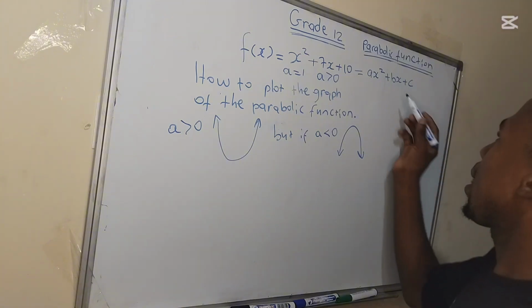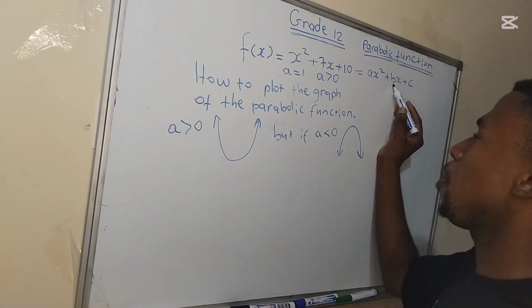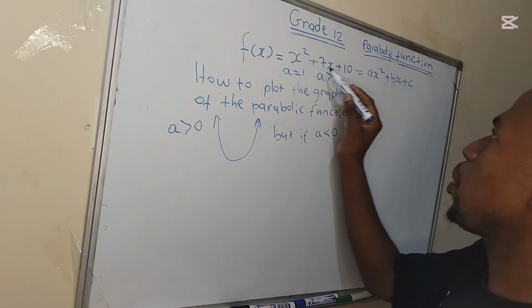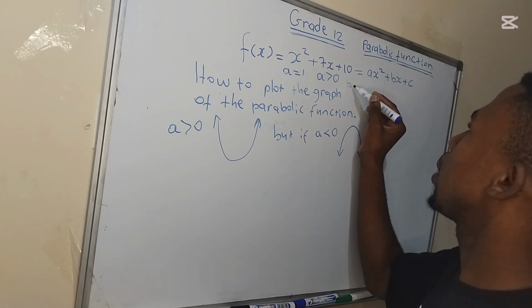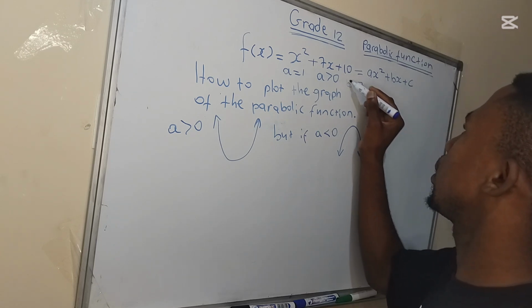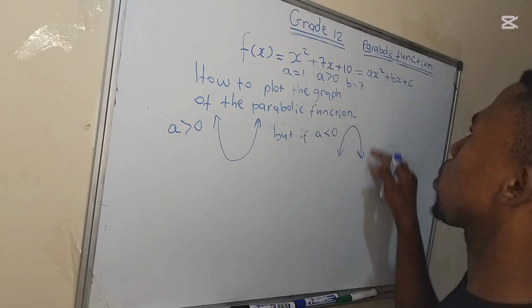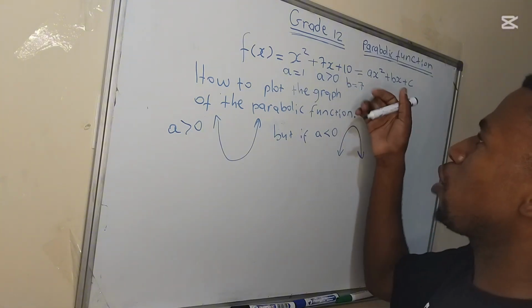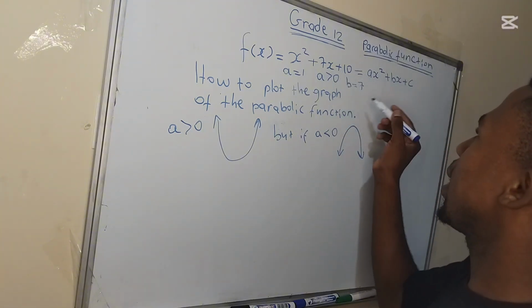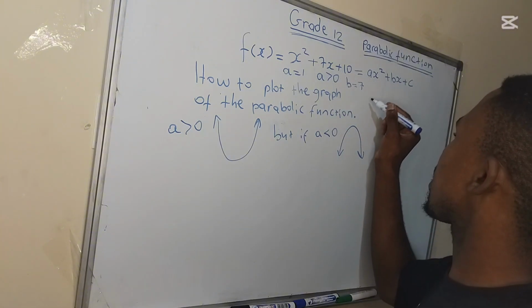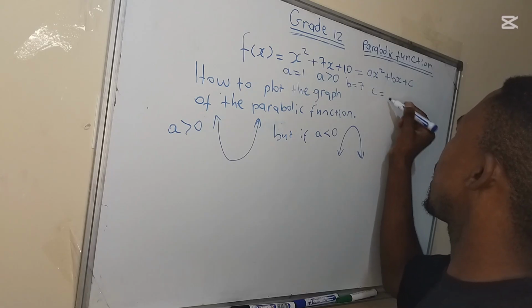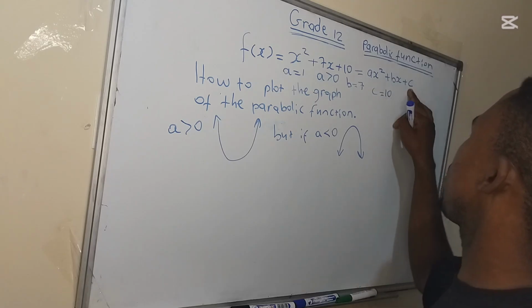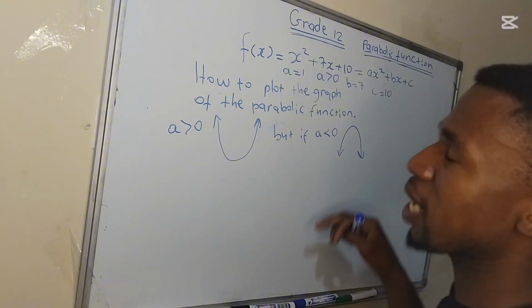And then the value of b, let's go for b. B corresponds with positive 7. B is equal to 7. B is just the coefficient of x. Then let's go for c. Our c is equal to 10. The value of c is equal to 10, right?